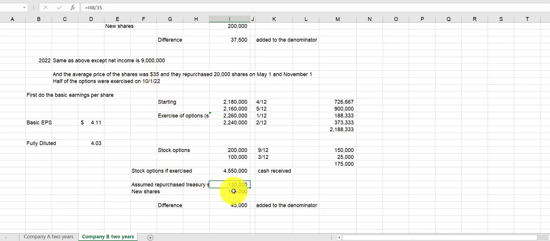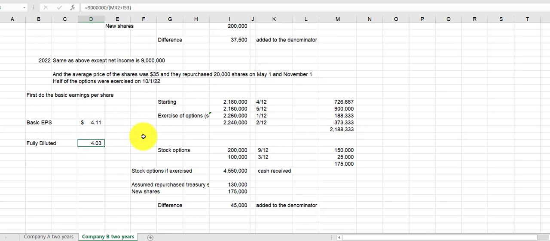So we're going to issue 175,000, we're going to buy back 130,000, and the difference is 45,000. That's added to the denominator. We use our original 2,188,333. We add the 45,000. That becomes the bottom of our calculation. The $9 million stays the same. Okay, on the top, there's no change to that. And we have fully diluted at $4.03.